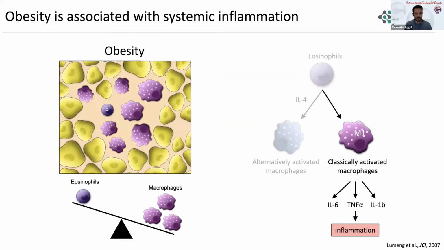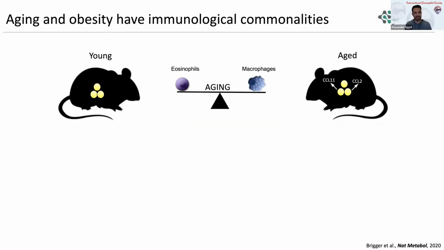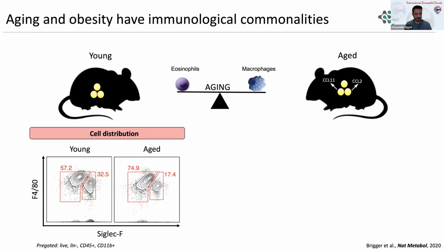Now, in our own study, we wanted to see whether there are similarities or commonalities between obesity and aging in the context of this ratio of eosinophil to macrophage content in the white adipose tissue. So we basically dissected adipose tissue from young and aged mice and assessed the frequencies of those cells by flow cytometry, as you can see here.